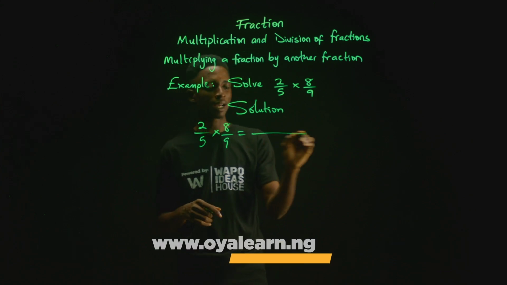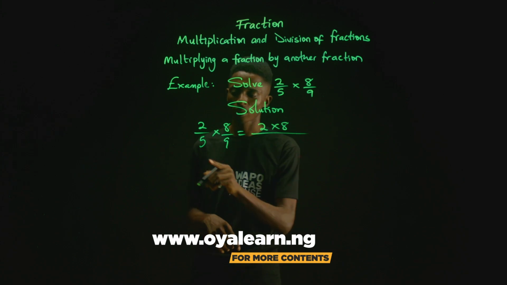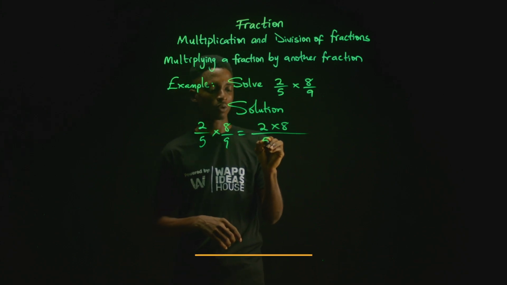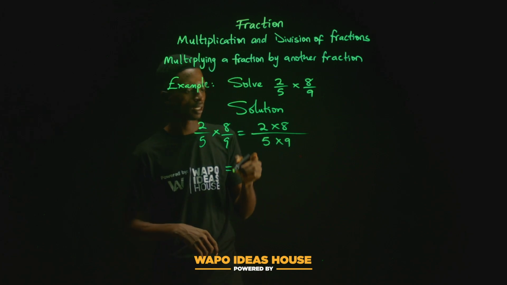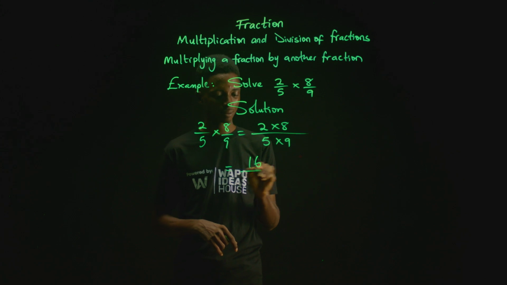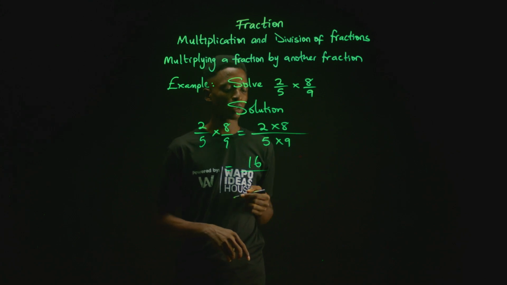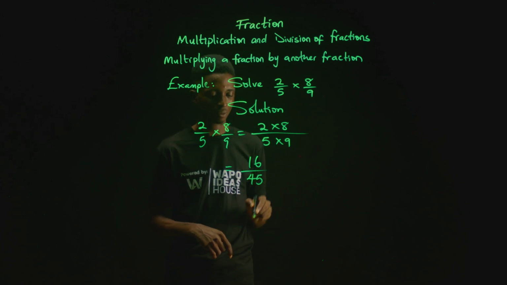Now, we multiply the numerators. So we have 2 multiplied by 8. And then the denominators would have 5 multiplied by 9. Now, 2 multiplied by 8 will give us 16. And then 5 multiplied by 9 would give us 45.